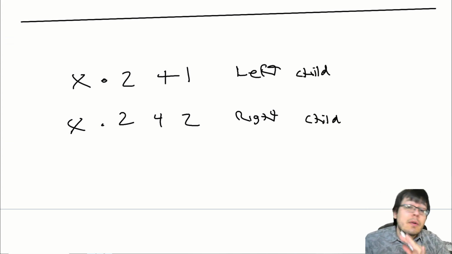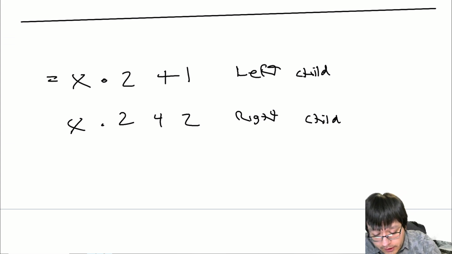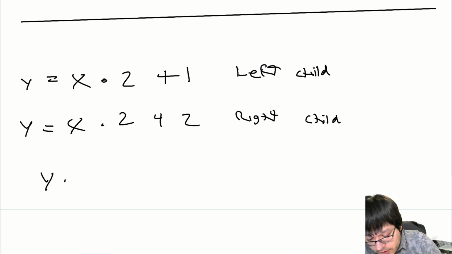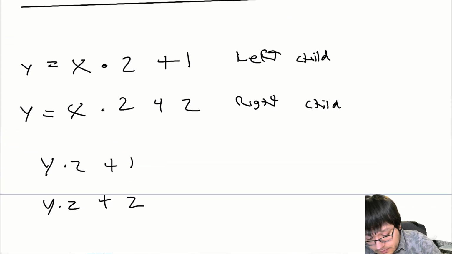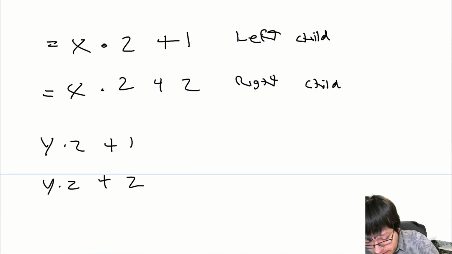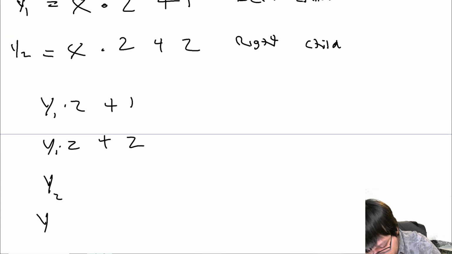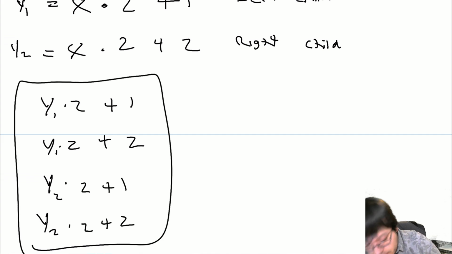But the question is asking for the grandchildren. But that's okay. It's like recursion. You apply the same thing twice. This becomes like your y. And then you do the same thing to y. I would call them Y1 or Y2. And then Y2. And there you go. There's your answer.